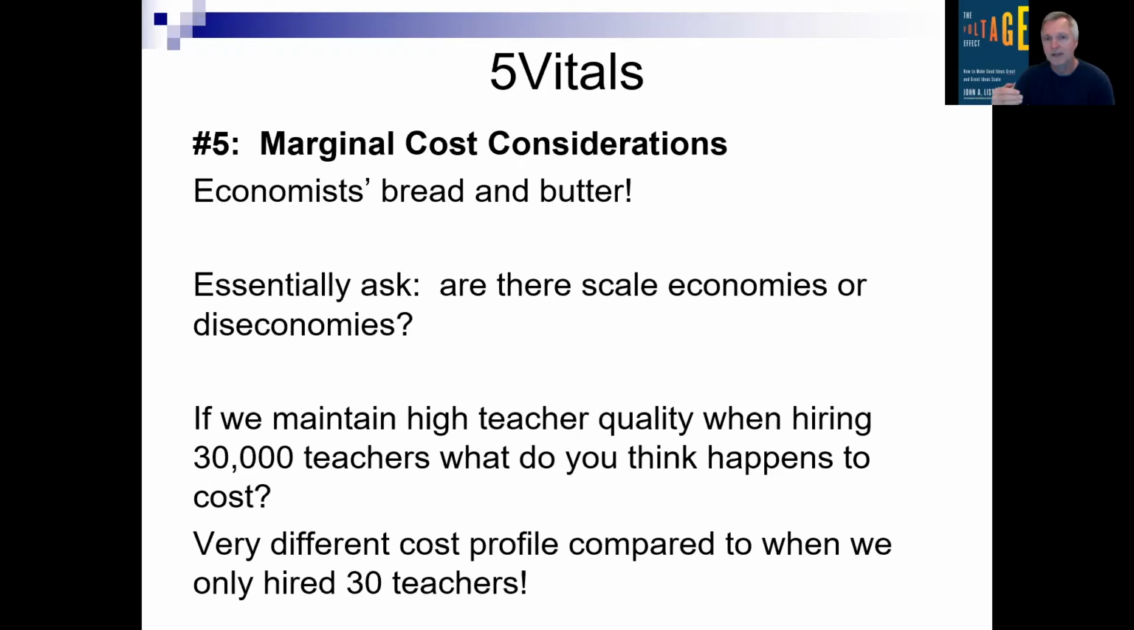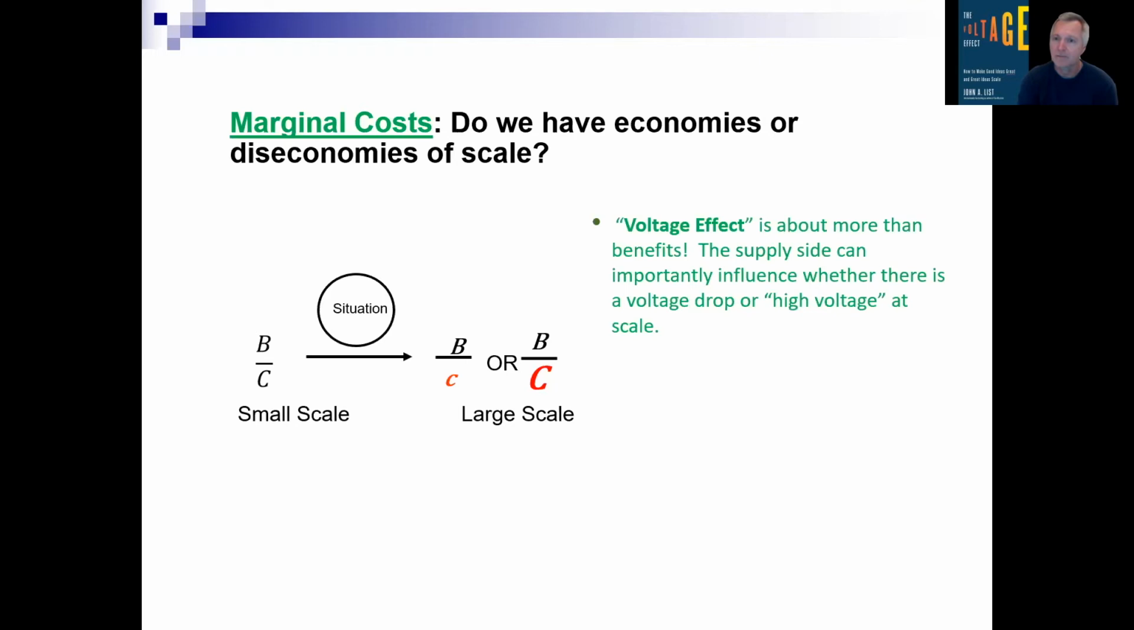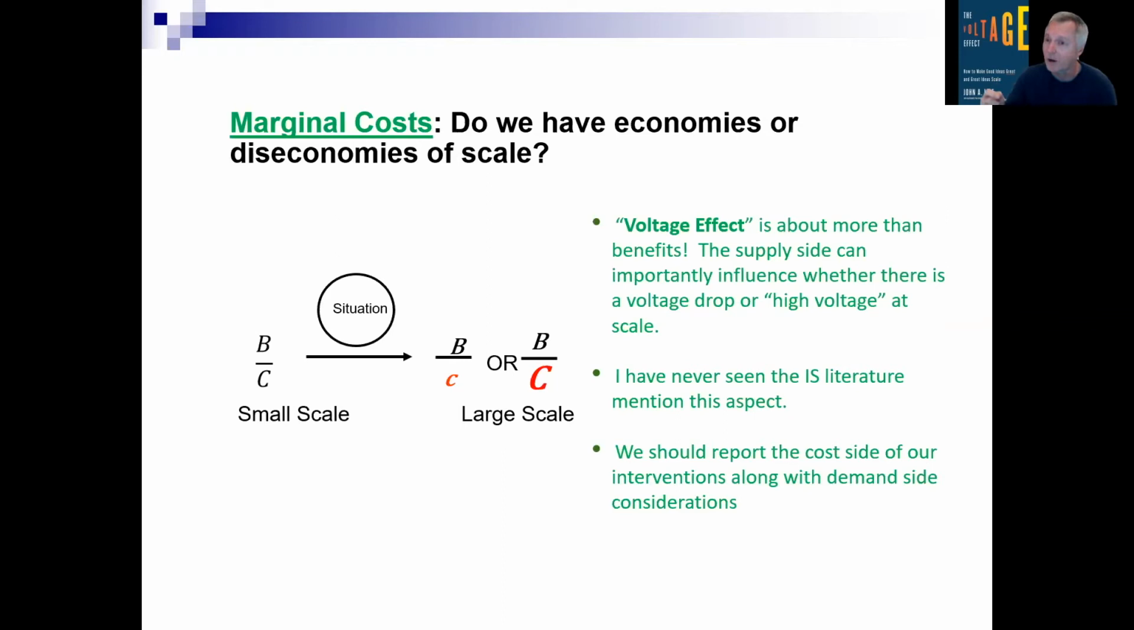In many cases, we forget about the supply side. Now, in our schematic here, really what I'm talking about is, are there economies or diseconomies of scale? And I'm introducing the supply side to where every good firm, when you think about it, Amazon, Tesla, Uber, Lyft, et cetera, they all have high voltage because of the supply side. When I wrote the book, I went through examples both in government and business, and nearly every time they're leveraging supply side voltage effects, which is kind of eye-opening to me. Now, like I mentioned, I've just never seen this in the literature, but I also don't see it in our academic papers. We should report both the benefit side and the cost side when we're talking about scaling our ideas.